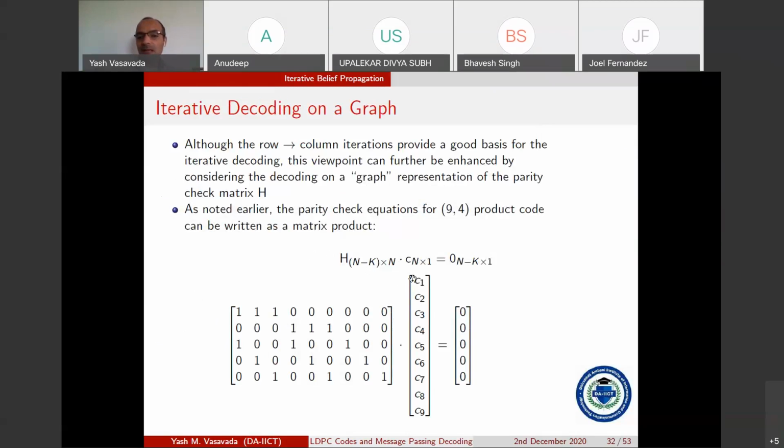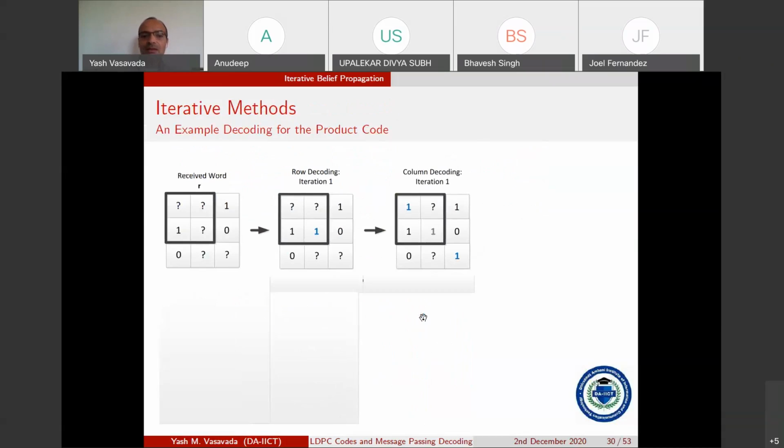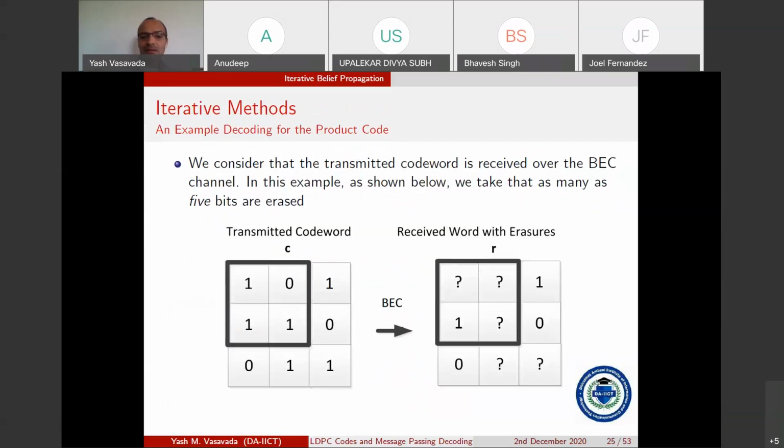See, this has 9 coded bits, and so this code word is C1 to C9. It's a vector 9 cross 1. And it introduces 5 parity bits. So the H matrix has 5 rows. These 5 rows are essentially those 5 supervisory nodes. The first supervisory node is a check on the first 3 bits, C1, C2, C3. Right? This is the first supervisory node. It is a check of C1, C2, C3.